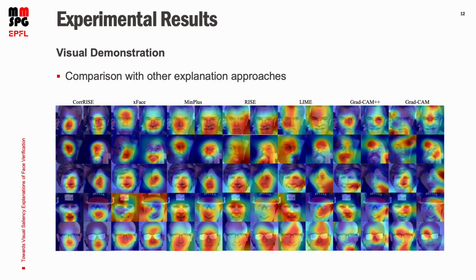Furthermore, we make a comparison with other explanation approaches, including current state-of-the-art model-agnostic explainable face verification methods, as well as some direct adaptations of famous general explainable artificial intelligence tools. It is notable that CorrRISE consistently obtains more stable saliency maps than other approaches, and can always precisely highlight the most similar regions between any given input pairs.